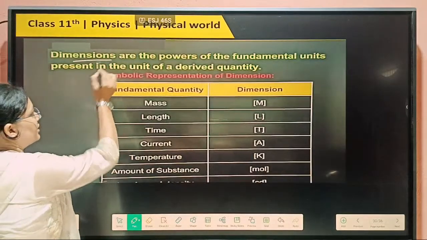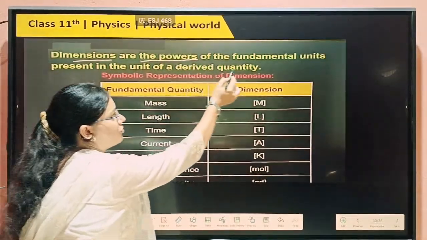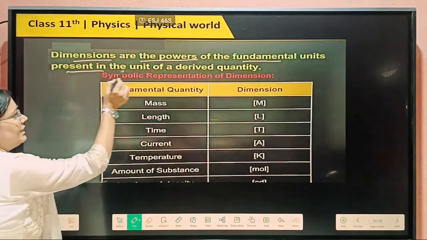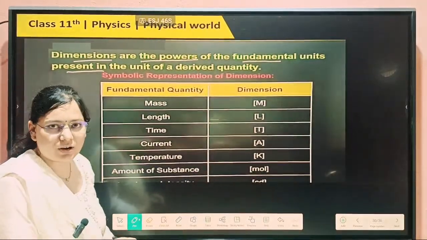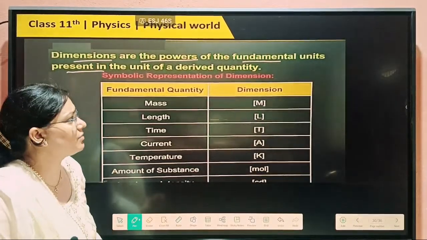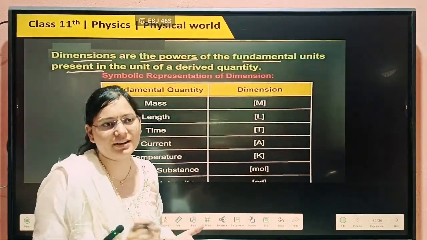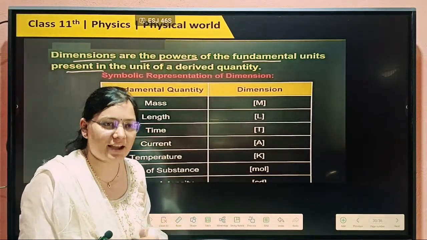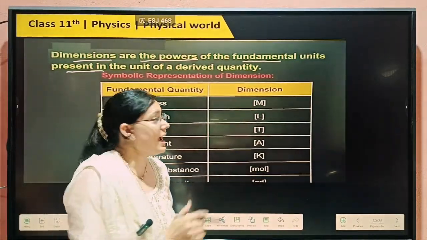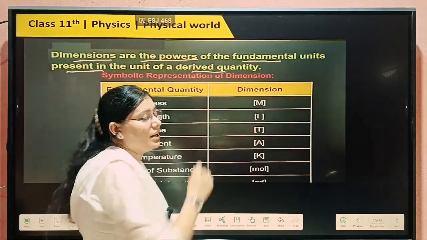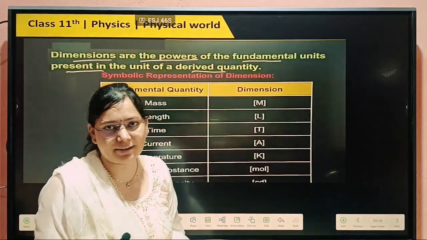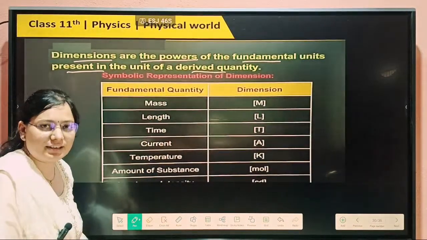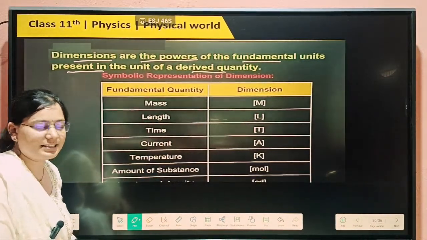What are dimensions? Dimensions are the powers of the fundamental units present in the unit of a derived quantity. We did fundamental and derived units in the last class. Fundamental units cannot be derived from other units. There are 7 types of fundamental units, and derived units we can derive from the fundamental quantities. So the powers of the fundamental units are known as dimensions.